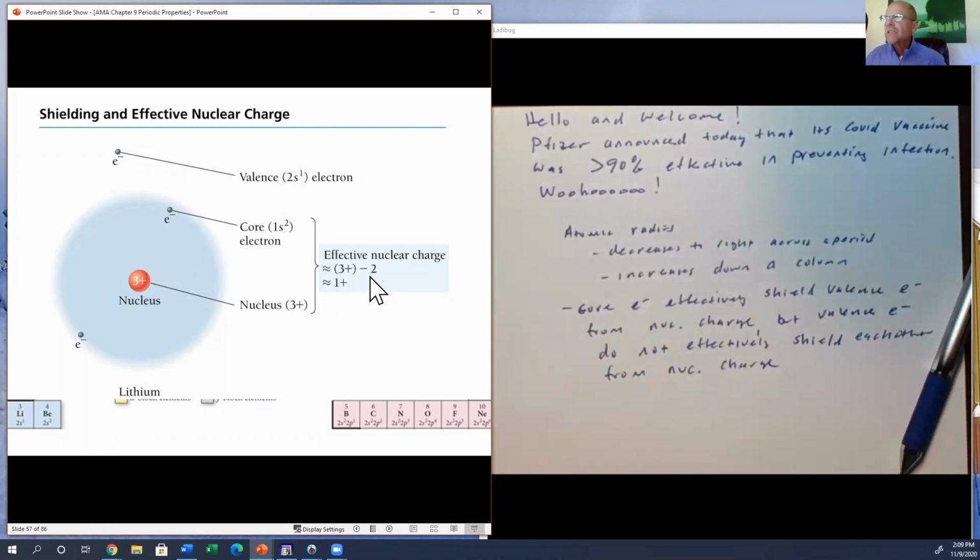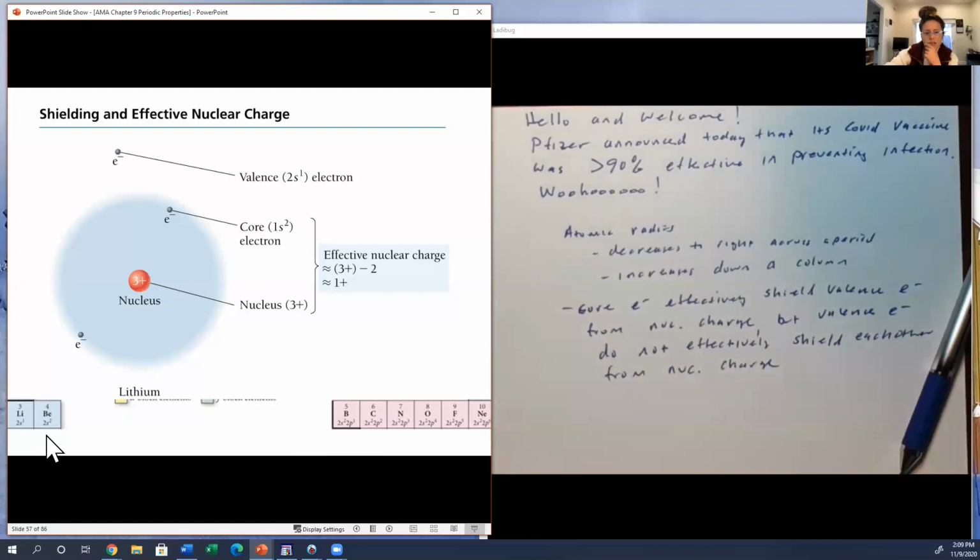So if the effective nuclear charge felt by this electron in lithium is 1 plus, what do you think it is in beryllium? In beryllium, you'd have 4 plus in the nucleus, 2 core electrons, and 2 valence electrons. 2 plus, exactly right. It would be 2 plus. And then when we get to boron, same thing happens. Now we have 5 protons in the nucleus, so we have 5 plus. We have 2 core electrons, and now we have 3 outer electrons, right? So what's the effective nuclear charge felt by the outer electrons in boron? 3 plus, yeah.